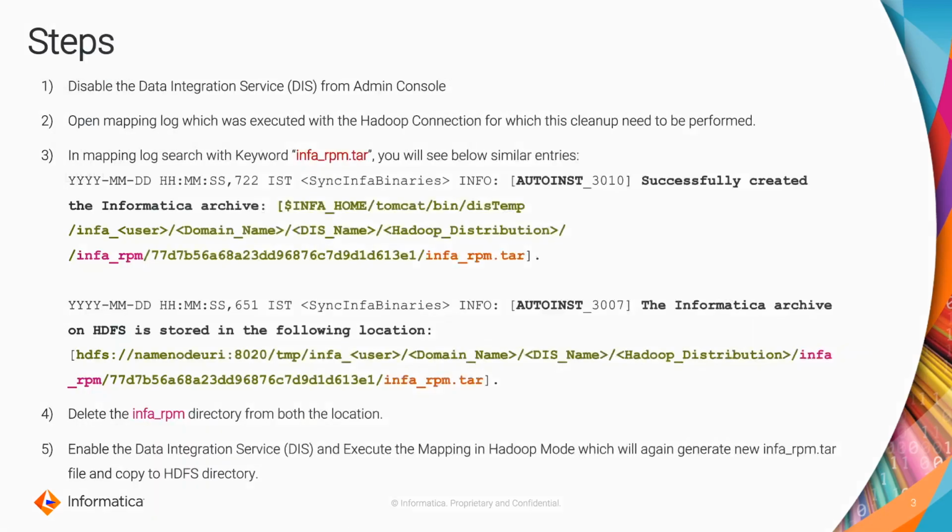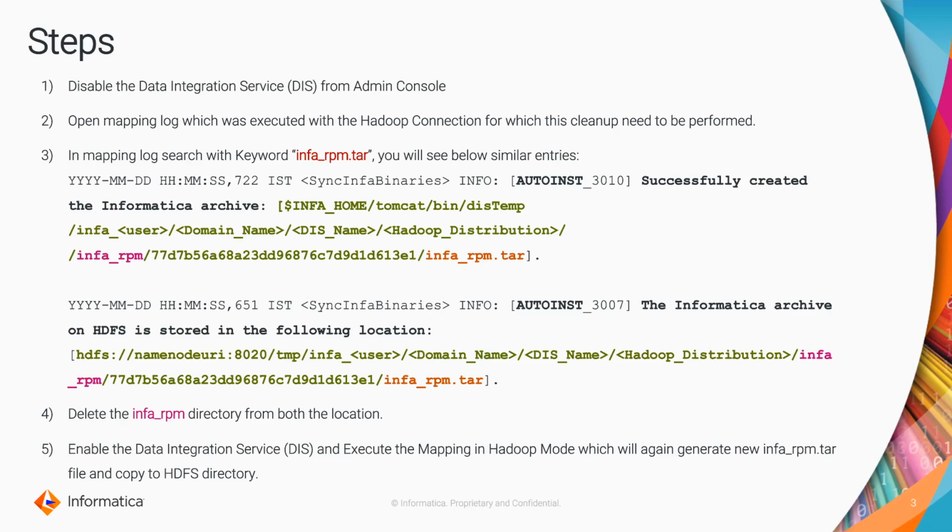Info RPM tar is a file which is generated at a mapping execution in Hadoop mode and copied to Hadoop cluster for executing the job which was submitted to the cluster. Every new DIS and new CCO will create a new info RPM tar file at the time of first mapping run with the new DIS or CCO and copied to Hadoop cluster file system as a part of auto installation phase in the Hadoop mapping. Once the file is copied to the Hadoop file system, it will use the same file for the future mapping.